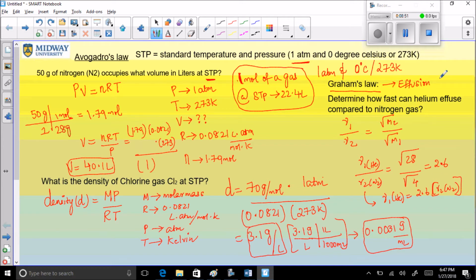All right, so this is where I want to stop on the concepts of Avogadro's and Graham's laws, and in a separate video I'll come back and talk about Dalton's law of partial pressure. That's because it's very similar to what you learned in Raoult's law. All right, so that's why I want to keep it as a separate video.